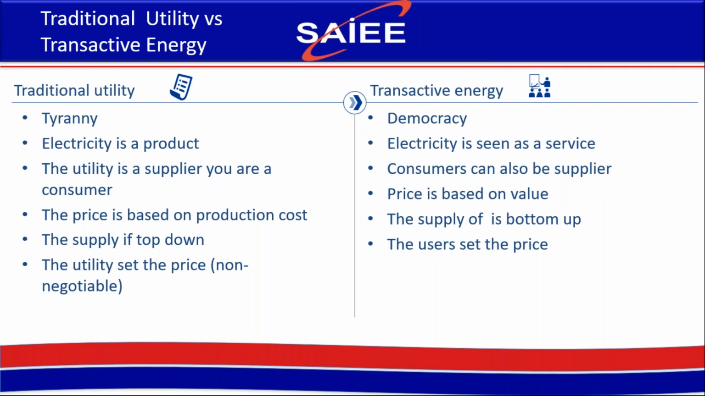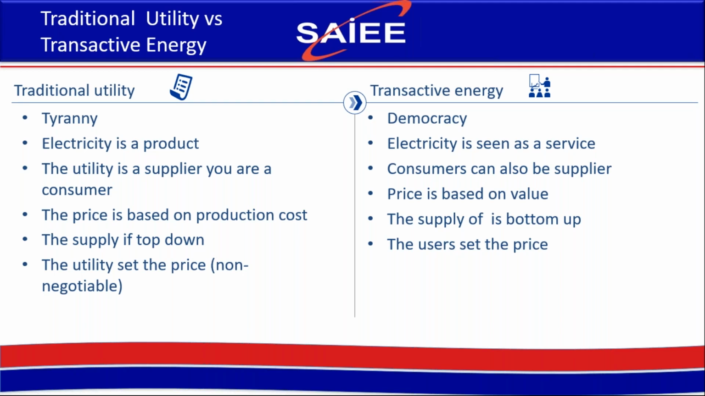Here, price is based on value. So there's no fixed price. You can actually pay 20 rand per kilowatt if you want. If you feel at that point in time that it's valuable, that you really need this, you can pay that much so that you can have a supply. In the traditional system, supply is top down: from the generation, to transmission, to distribution, and then gets to you. In the new system, the supply is bottom up. The distributed generators on the demand side can actually supply.